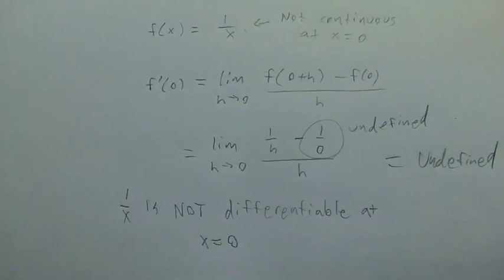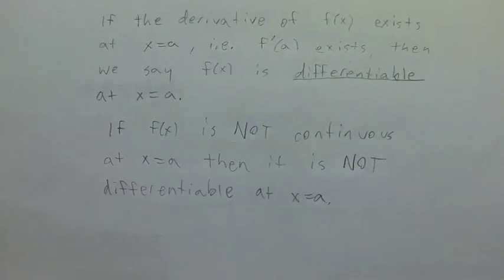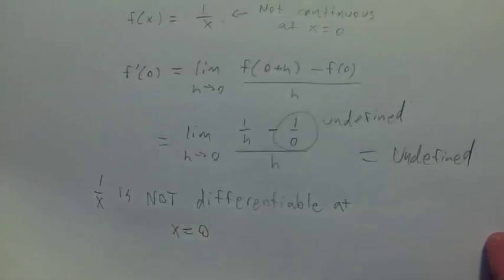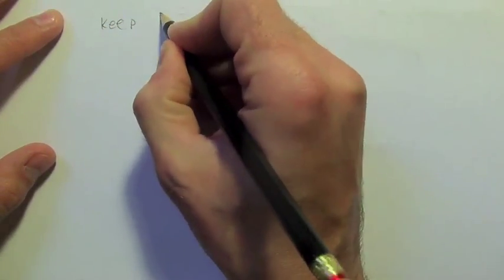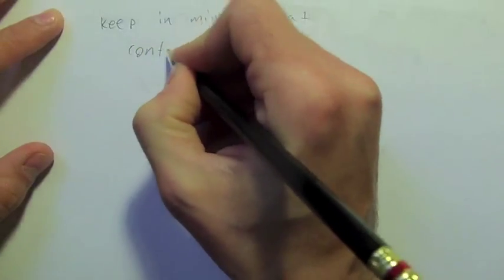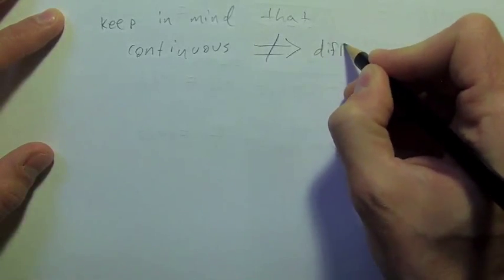Okay. Now, you might be thinking, all right, well, if the function f of x is not continuous at x equals a, then it's not differentiable. That's fine. So that means if a function's continuous, then it's differentiable, right? And the answer is wrong. This is not necessarily true in the opposite direction. Okay. So keep in mind that continuous does not necessarily imply differentiable.